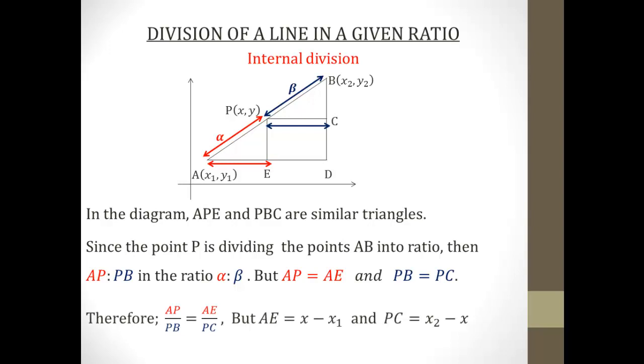But before you can find AE, the only way you can find the coordinates for AE is to use the points A and P, and the only way you can find PC is to use the points P and B. So when you use the points A and P, you are going to get x minus x1 for AE, and when you use the points P and B, you are going to get x2 minus x for PC.